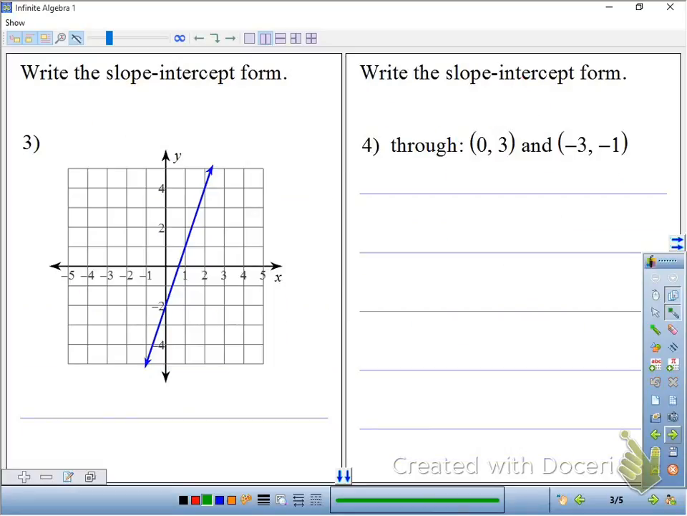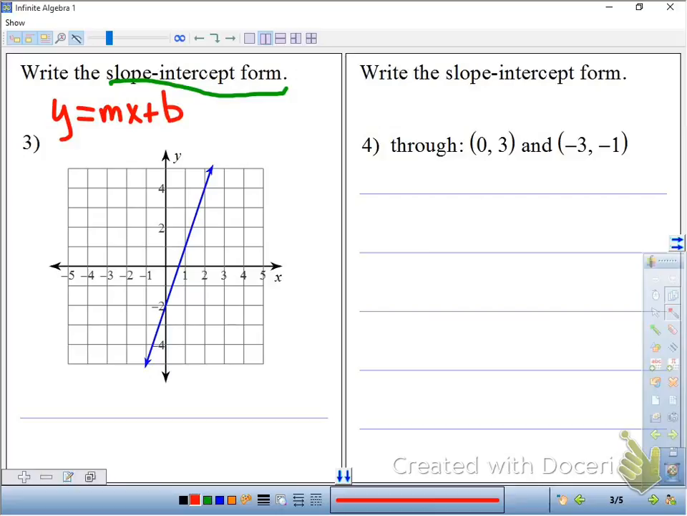Number 3. To start off, got to look at the instructions. It says write the slope-intercept form. Got to pay attention to that every time. So I can write it down here: y equals mx plus b. Now, everything is on the graph in this particular one, but I have to think to myself, can I find those 2 pieces of information? And I do have a y-intercept. It crosses the y-axis at -2. So I know my y-intercept is -2.